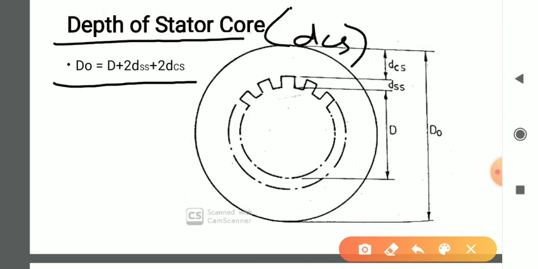Further detail on how to calculate the depth of the stator core we will discuss at the time of the example also.